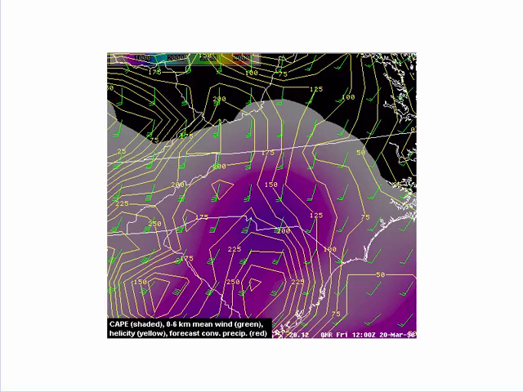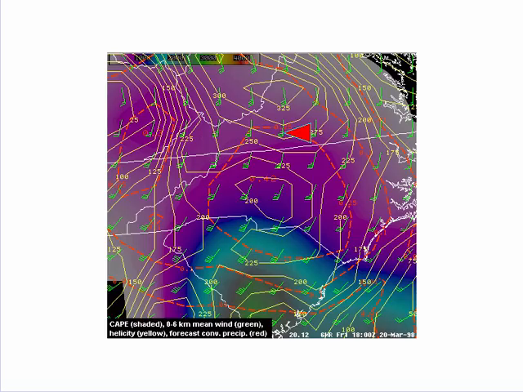Here's the ADA forecast CAPE. It's shaded here. The 3-kilometer storm relative helicity is in the yellow contours here, and then the 6-kilometer mean wind barbs are shown as well to give you a rough idea of the storm motion. Let's go to the 6-hour forecast valid at 18Z.